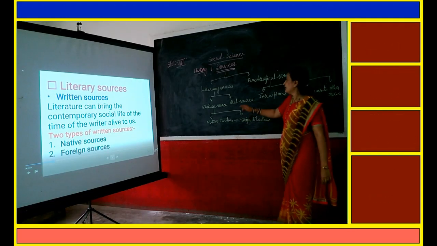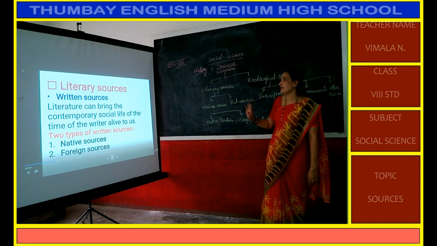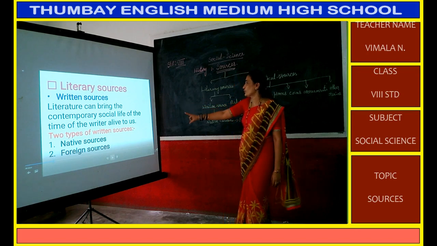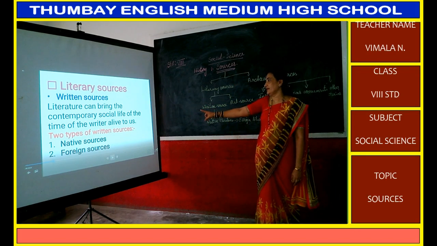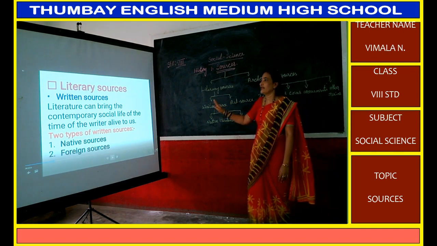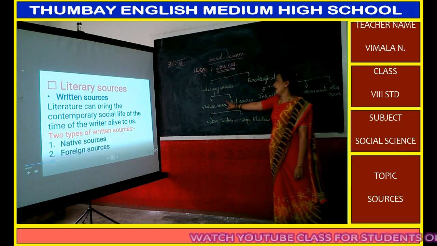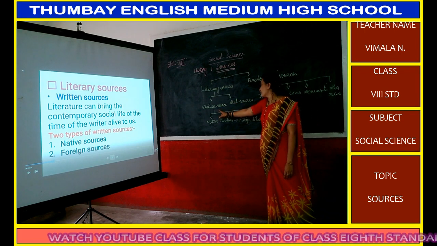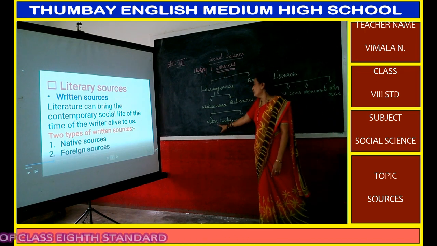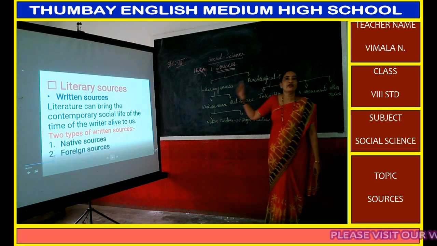First is literary sources. What do you mean by the literary sources? Literary sources were already in the form of writing. Literature can bring the contemporary social life of the time of the writer alive to us. The literature written by people is called written literature. In the written literature, I already told you there are two types. Which ones? Native literature and foreign literature.